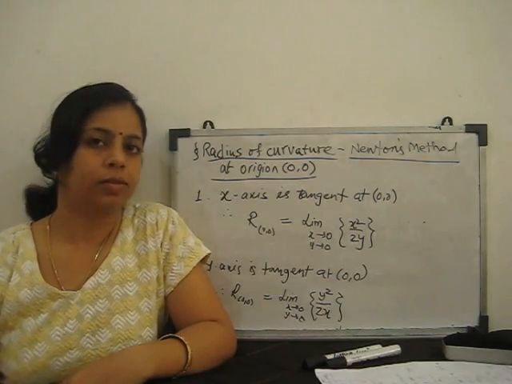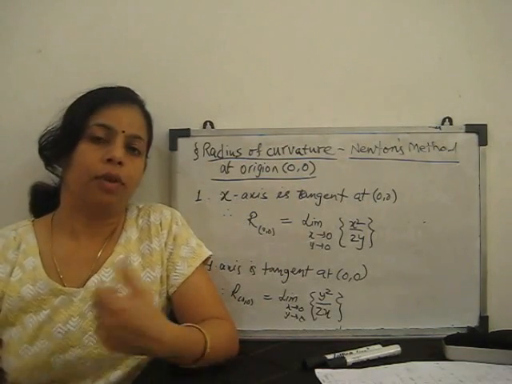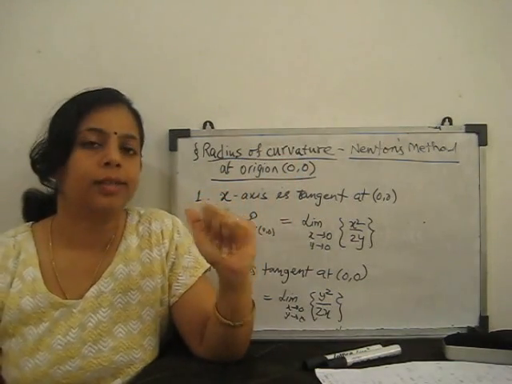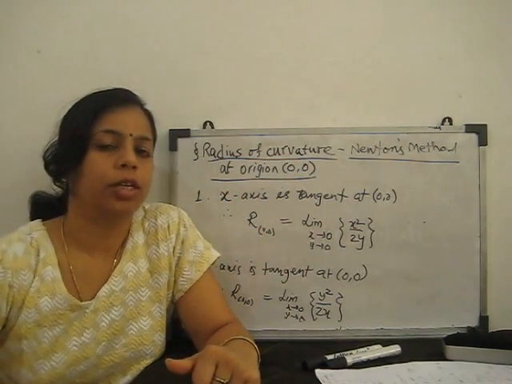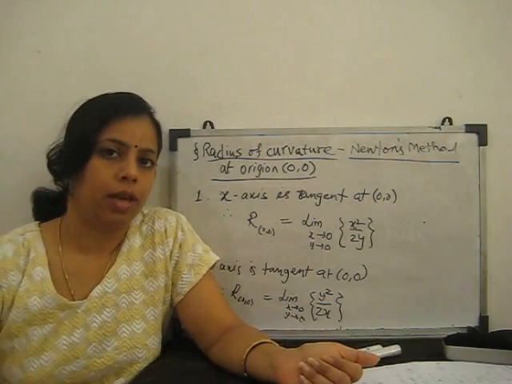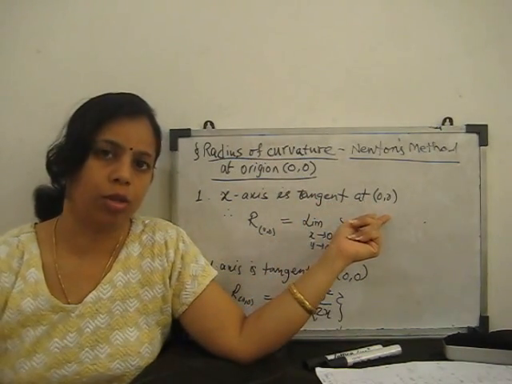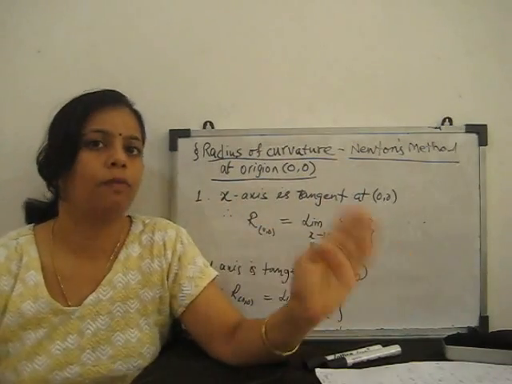And welcome to our next video. Today we discuss further the radius of curvature at the origin, Newton's method. At (0, 0), if we want to find out the radius of curvature, we have the tangent at the origin (0, 0), then how do we find out the radius of curvature?